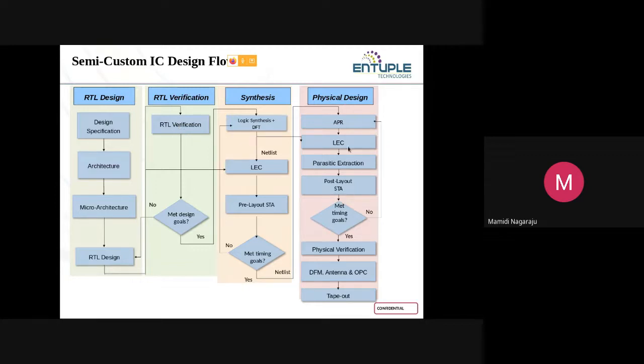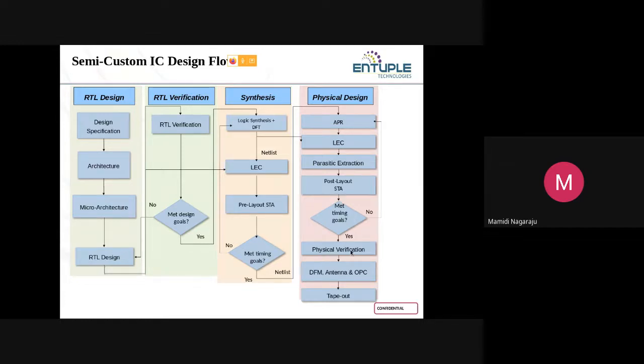In the physical design also you will do better floor planning and power planning and timing analysis, and then automated APR, automatic place and route, logic equivalence check and parasitic extraction. Then after post layout you will do the STA, static timing analysis, and check that everything is fine: timing, area, power, without any timing errors.